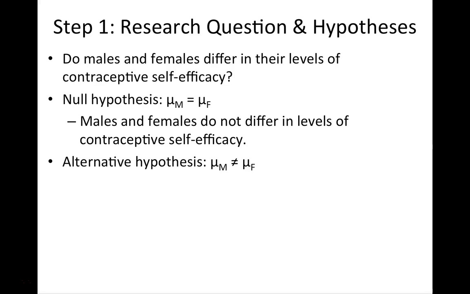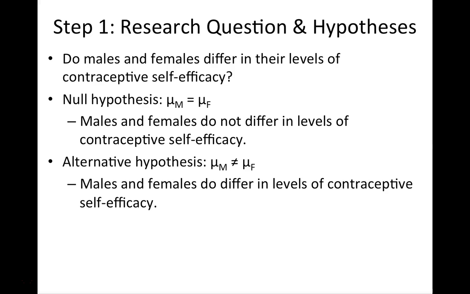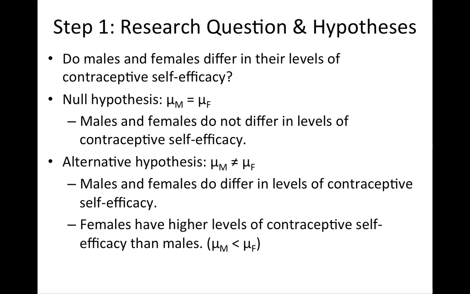Our alternative, or our research hypothesis, if we went non-directional, we could say that the means for males and females are not equal. So males and females do differ in levels of contraceptive self-efficacy. We could also go directional, and maybe we might want to say that females have higher levels of contraceptive self-efficacy than males. Maybe it is that women are the ones who are in charge of many kinds of hormonal birth control, and we could think about some of the gatekeeper hypotheses around male and female sexual interactions and say maybe females have higher levels of contraceptive self-efficacy than males.